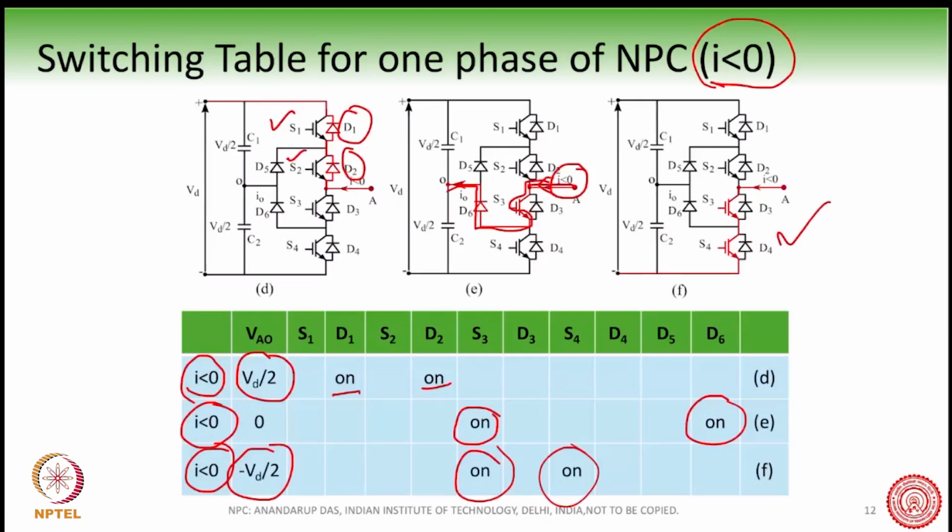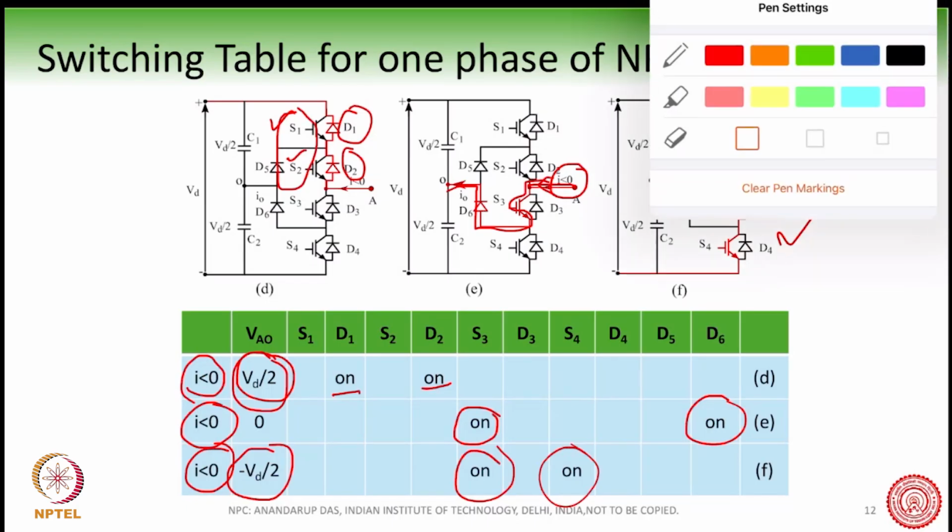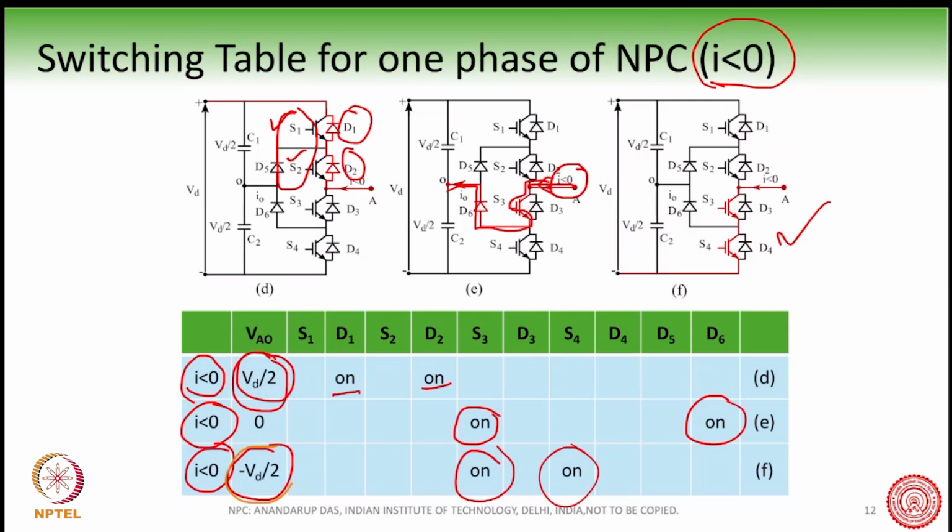So what we have seen is that one thing becomes obvious here: if we want to give positive voltages like Vd by 2, I will give the pulses to S1 and S2. If I want to get minus Vd by 2, I will give pulses to S3 and S4. So this becomes very obvious.